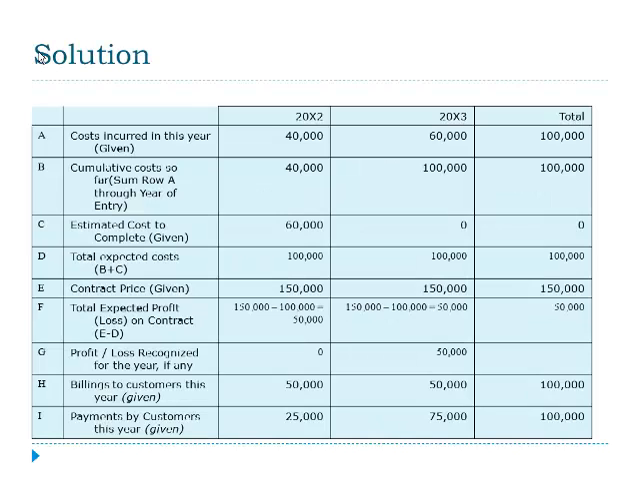Here's our analysis. Our costs incurred this year are $40,000. That's our cumulative costs so far. Our estimated cost to complete are $60,000. So in row D, total expected costs are $100,000. Given a contract price in E of $150,000, we expect profit of $50,000.